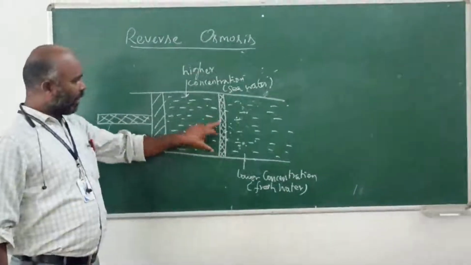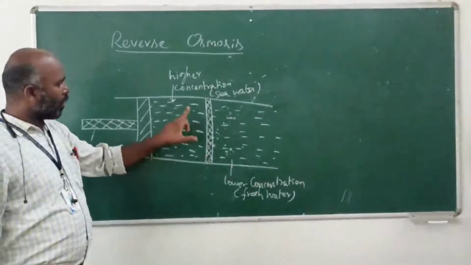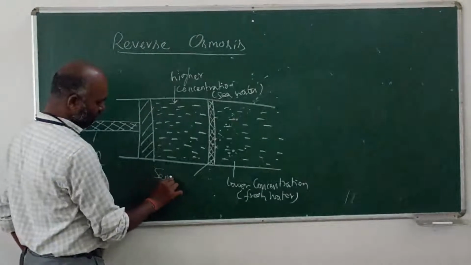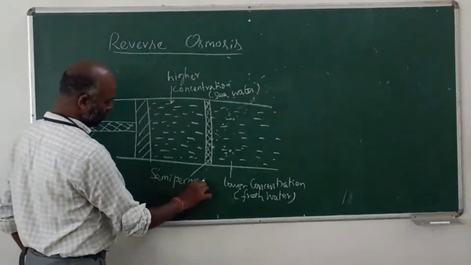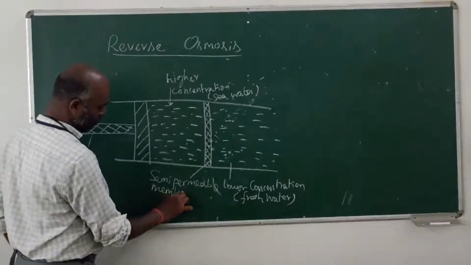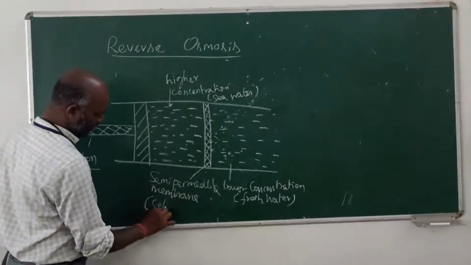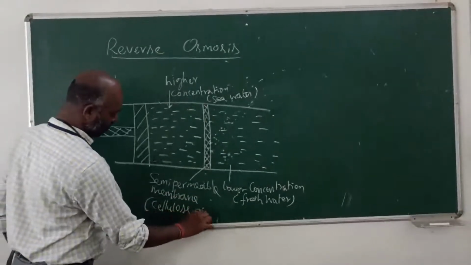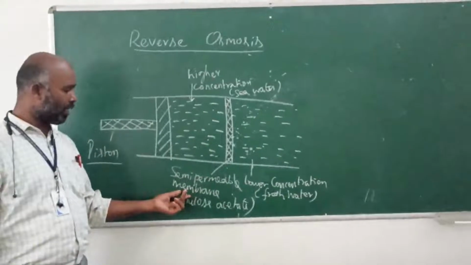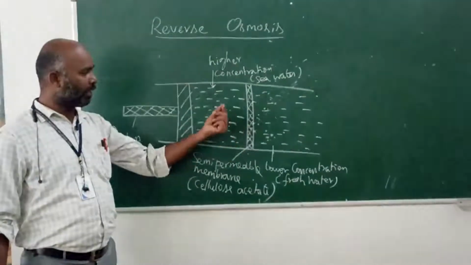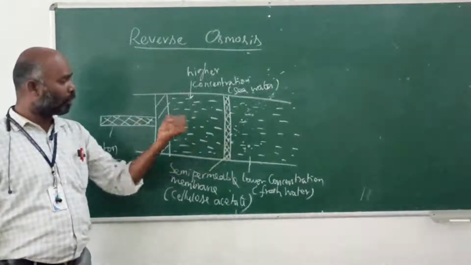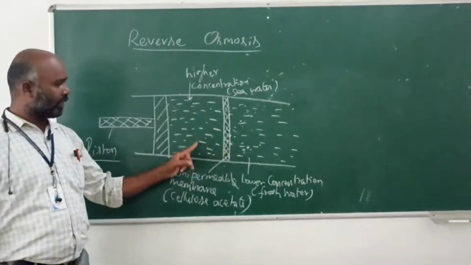In this, we separate the lower concentration side and higher concentration side with the semi-permeable membrane. The best example for the semi-permeable membrane is cellulose acetate. Cellulose acetate is a very good example for semi-permeable membrane. The semi-permeable membrane contains small hole-like structures, and those small holes absorb the unwanted salt present in the sea water.